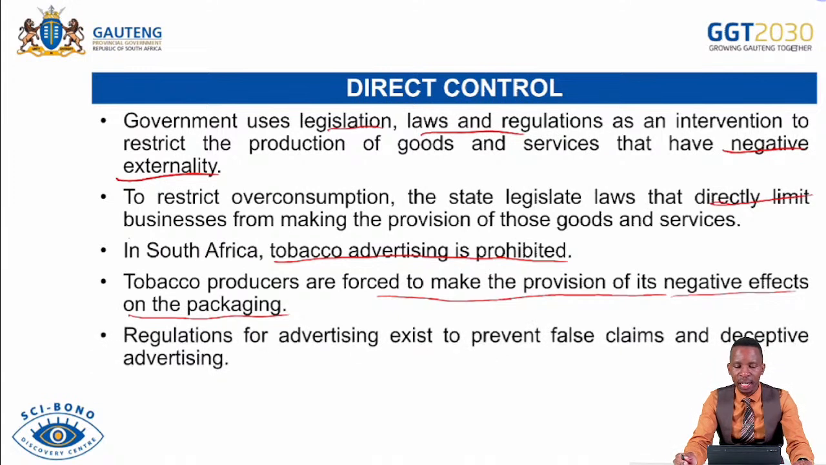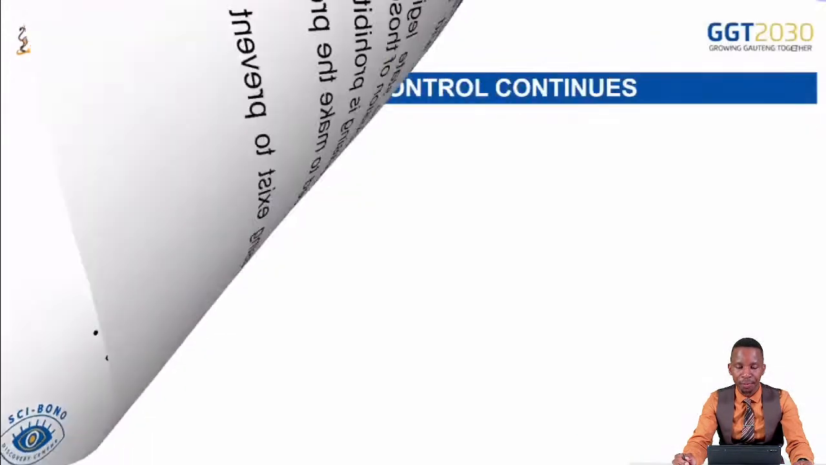Regulations for advertising exist to prevent false claims and deceptive advertising. So advertising itself is regulated. Firms cannot simply advertise in any manner because at times they might be providing false information and deceptive advertising that will allow them simply to push sales while they are compromising the social welfare.